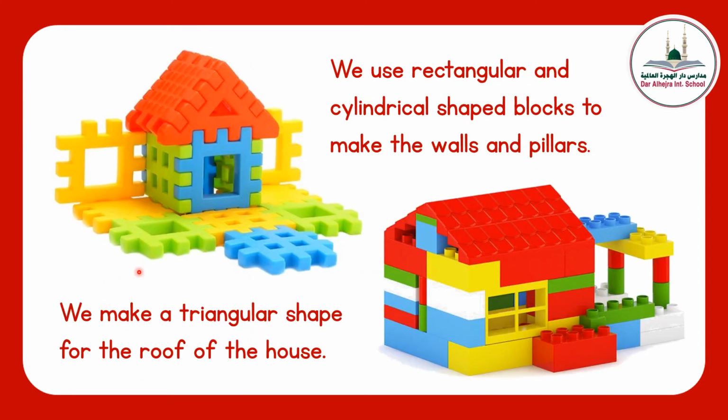So when we are discussing what shape to use for different parts of our house, we can study very closely these pictures that we can see. We use rectangular and cylindrical blocks to create the walls and the pillars, whereas we usually use a triangular shape to create the roof of the house. This is how different shapes play a special role in our model.